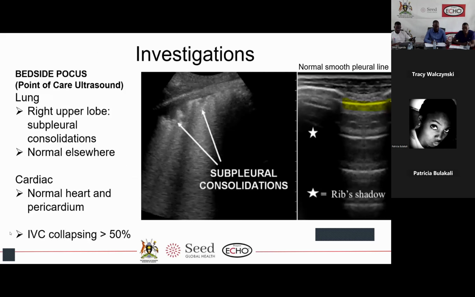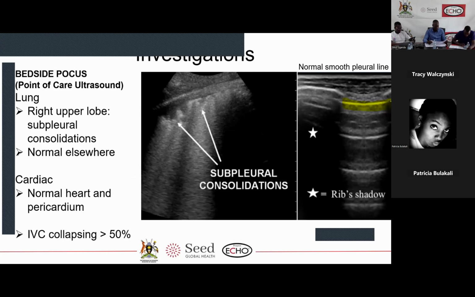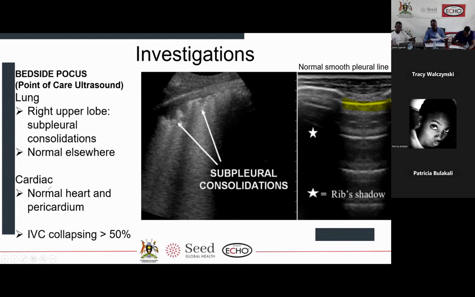We are in the ED, so the first thing to do is a bedside exam. We started with point-of-care ultrasound, focused. Remember our focus on breathing and circulation, so lungs and heart. On the lung, we have on the right upper lobe a subpleural consolidation, as you can see on the image here. This signifies that instead of having air around the lung, we have something else like fluid, pus, cells, anything. But the ultrasound is normal elsewhere. On cardiac focus, the heart is normal and the pericardium too.